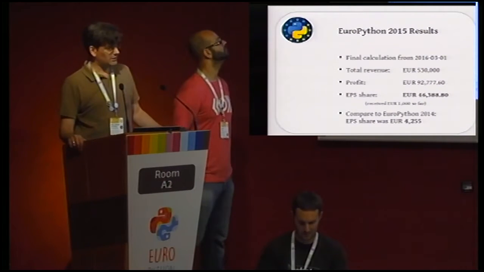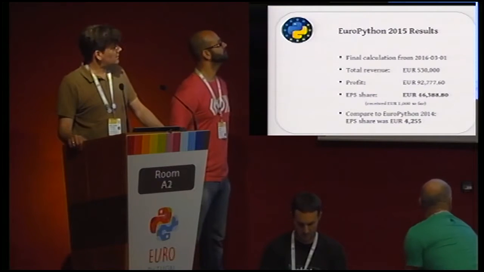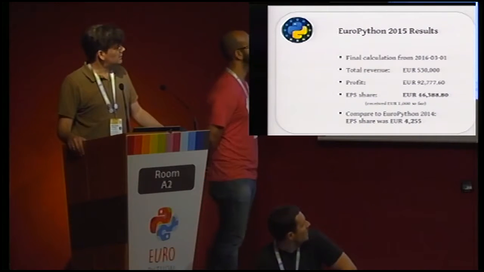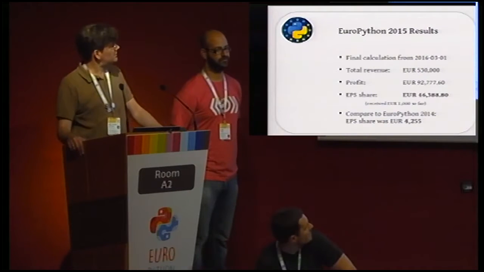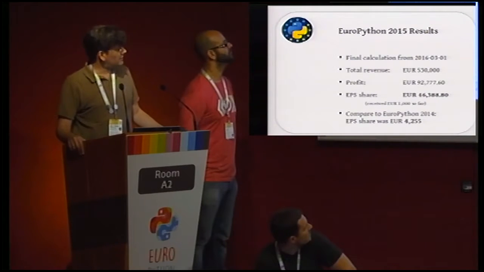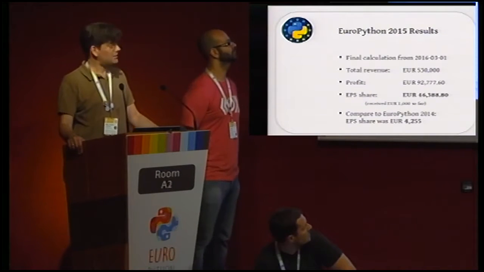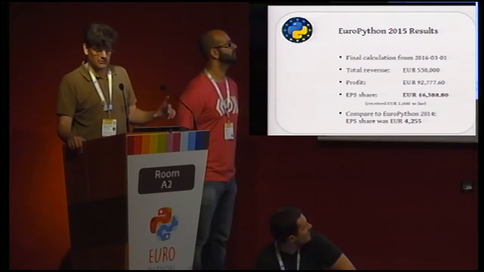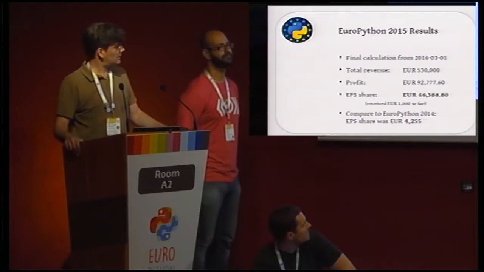So these are the EuroPython 2015 results. This data is from March 2016. The total revenue of the conference was about 530,000 euros. We made a profit of 92,777 euros and 60 cents, and the EPS share for this, because the EPS gets 50%, we always share with the on-site organization.